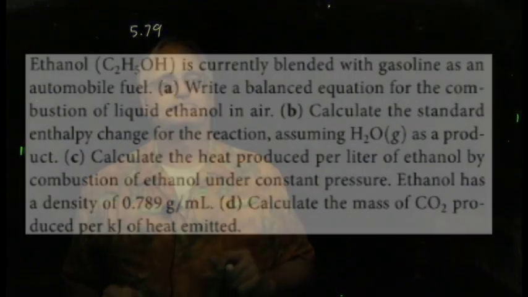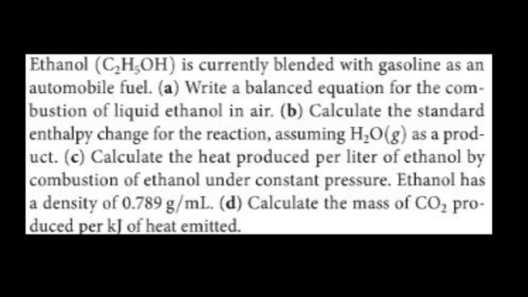So as we often do from the Brown and LeMay text, we're going to take a look at the problem itself and then start tackling the various pieces of it. So here's the problem. They start off wanting us to write the combustion reaction of ethanol. You notice they don't give us the chemical reaction. They actually want us to write and balance it. That's kind of inconvenient, but okay.